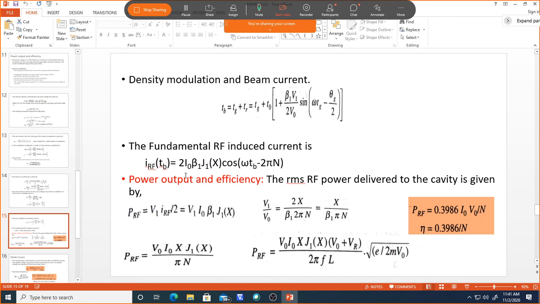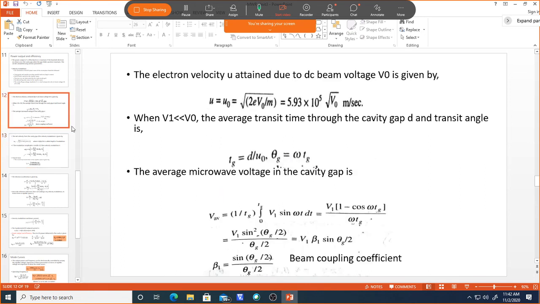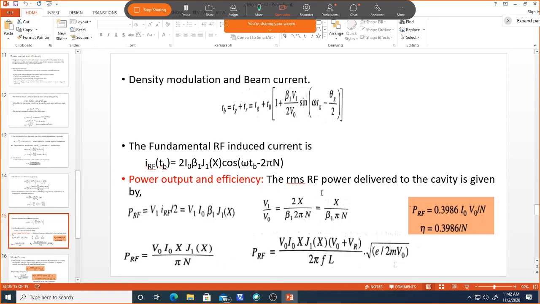Okay, so now by using all these equations we can calculate the RF power, which is given by V1 into IRF by 2. IRF we can take from this equation and substitute the values, and V1 by V naught is given by the x value. This beta 1, the beam coupling coefficient, we can take from here, and the RF power delivered to the cavity is given by this one.